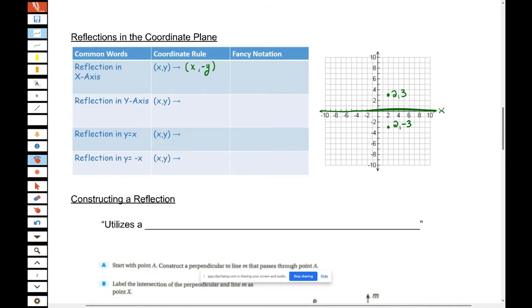If you want to reflect in the y-axis and you flip it, it's 2 away from the line. So it goes 2 on the other side to -2, 3. So the x-coordinate changes sign, but the y-coordinate stays the same.